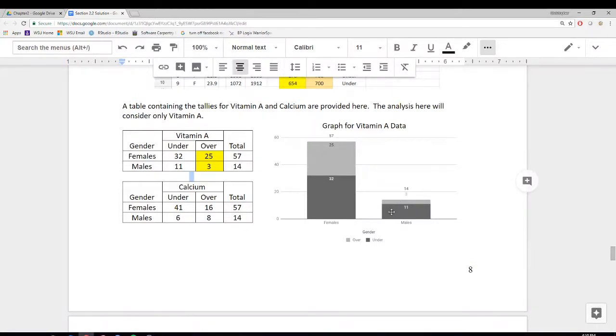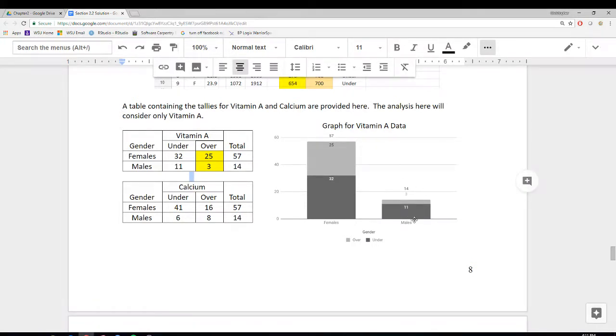On the other hand, for males, first of all, there's only 14 males, so it's a reduced number. Half of these should be over and under in a situation where males are getting an appropriate amount of vitamin A. Now these numbers are slanted a little bit for the males. There's only 3 that are over and 11 that are under.